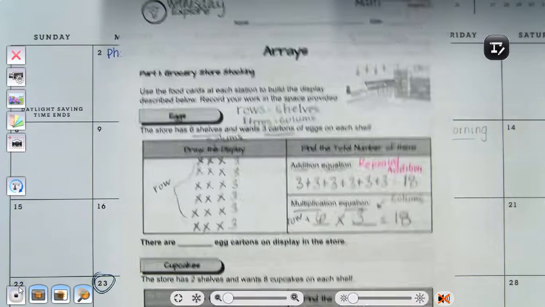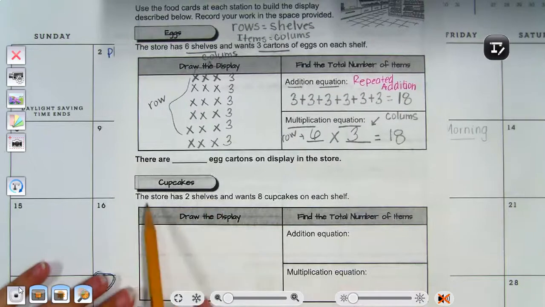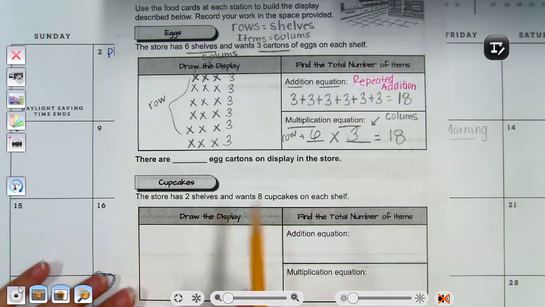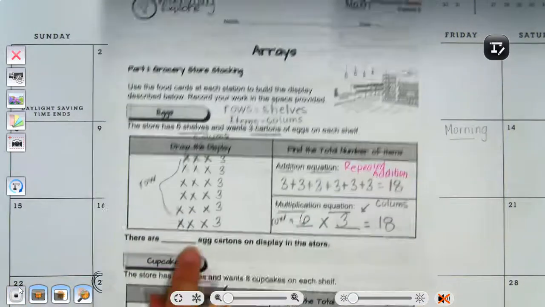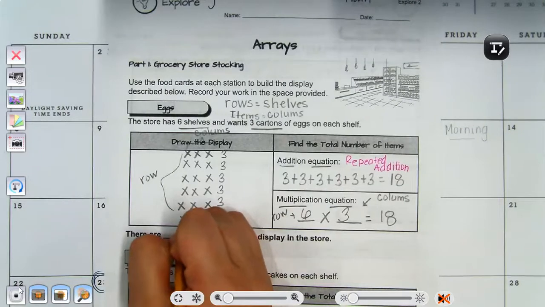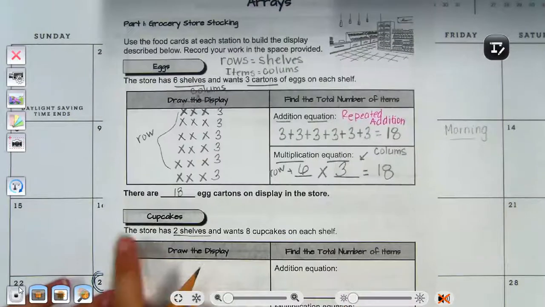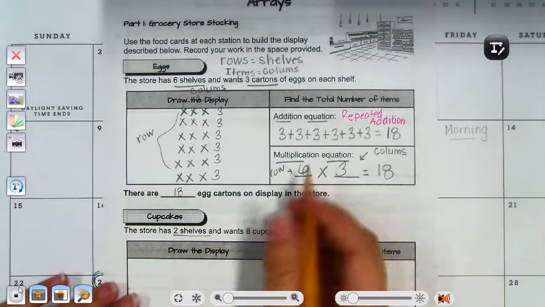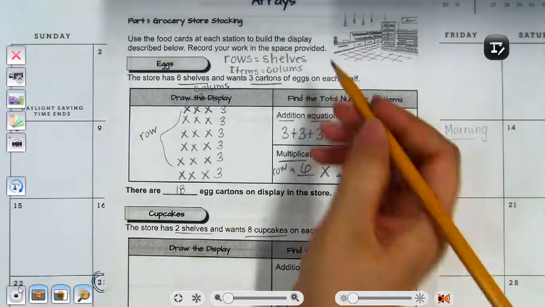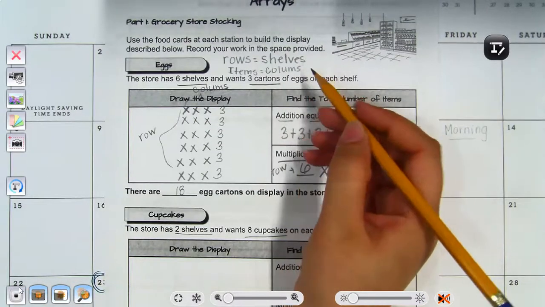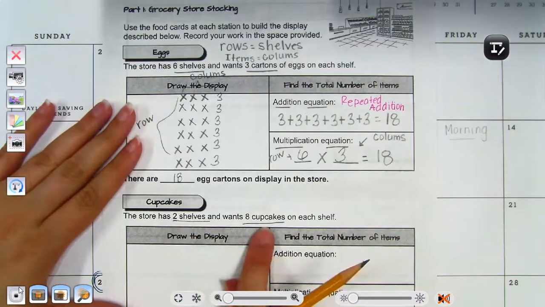All right, I'm back. Okay, so let's try another one. So we're talking about cupcakes. The store has 2 shelves. So remember we said we forgot to put here, there are 18 egg cartons on display. Stanley forgot that. So we have the store has 2 shelves and wants 8 cupcakes on each shelf. So remember, our shelves are our rows and our items are our columns. So I need 2 shelves of 8 cupcakes.